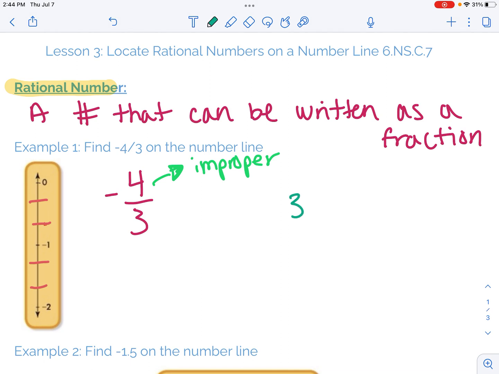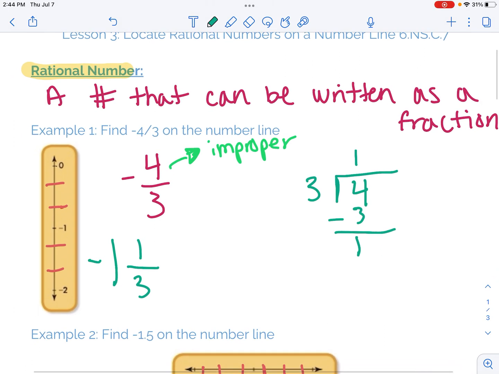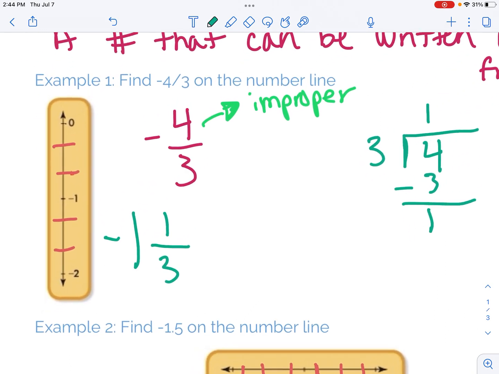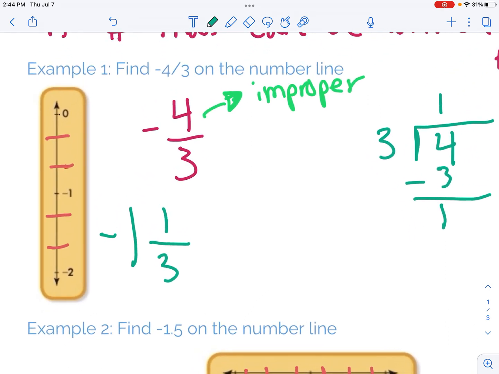Now, because it's improper, I do want to turn it into a mixed number, so I'm going to go ahead and divide. You don't have to set up the division house if it makes sense to you. 3 can fit into 4 one time, so I have a whole number of 1. I'm going to keep that negative sign. 3 times 1 is 3. There is 1 left over, so 1 is my numerator, and the denominator always stays the same. So -4/3 is also -1 1/3.